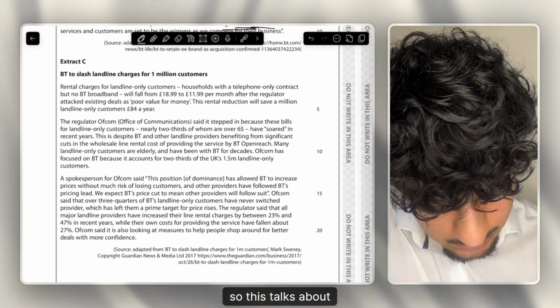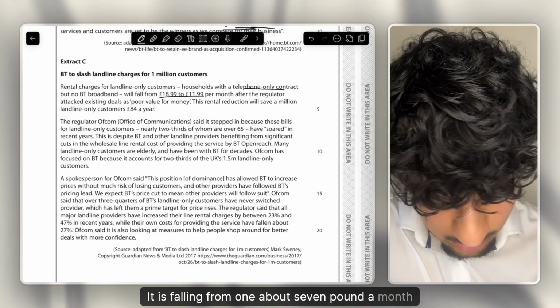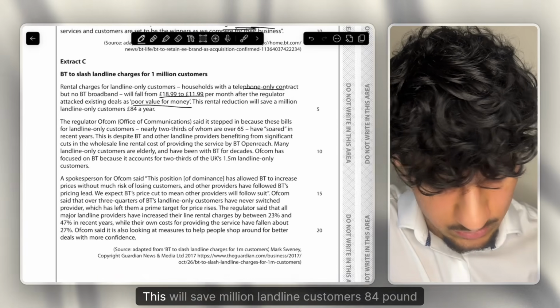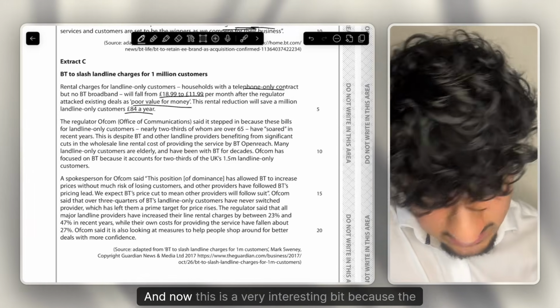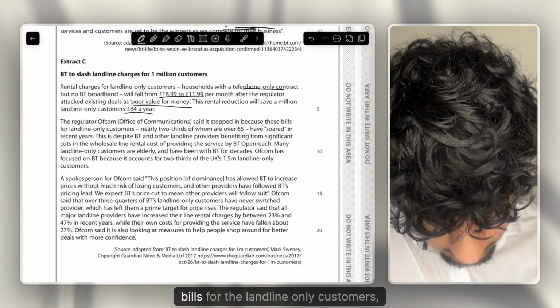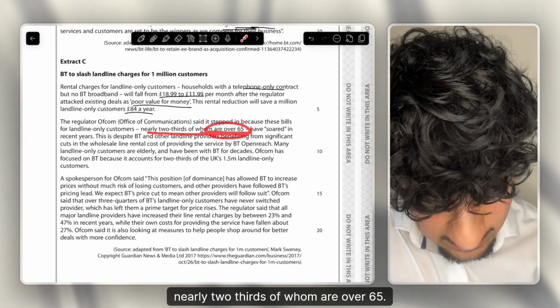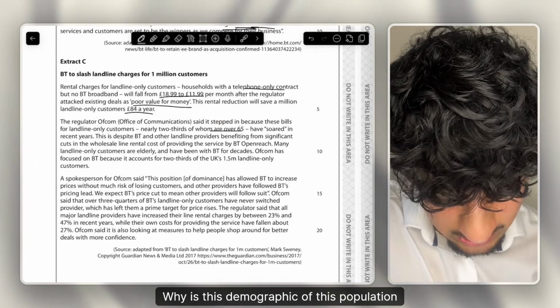Okay, so this talks about the telephone only contract. It is falling about £7 a month after the regulator attacked existing deals as poor value for money. This will save million landline customers £84 a year. And now this is a very interesting bit, because the bills for landline-only customers, nearly 2/3 of whom are over 65. Now, why is that interesting? Why is this demographic of the population interesting?